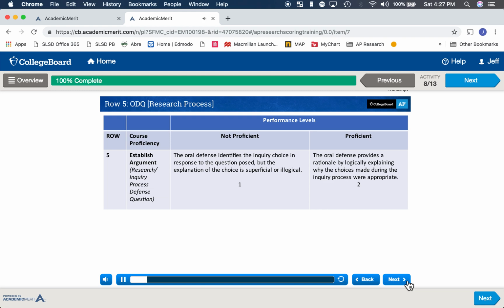As a reminder, this is a 2-column row of the rubric, so instead of thinking of the cells as low, medium, or high, let's think of them as not proficient versus proficient.